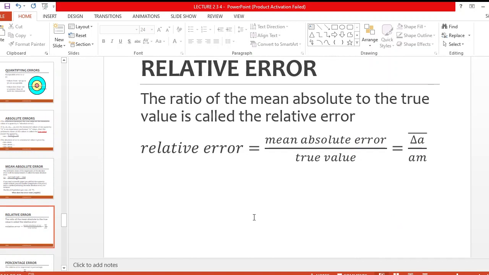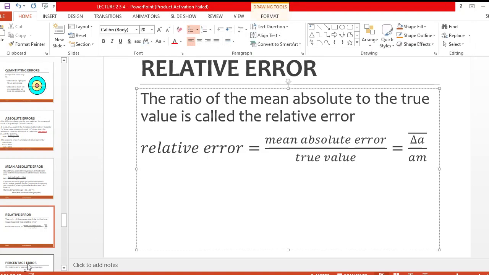Then we also looked at relative errors, and we said relative error is the ratio of the mean absolute error to the true value. From the last slide, we found the mean absolute error, the mean of all absolute errors. You sum the absolute errors in positive values and find their mean. Then that mean of absolute errors divided by the true value is what we call the relative error. I don't know if it's clear or not.